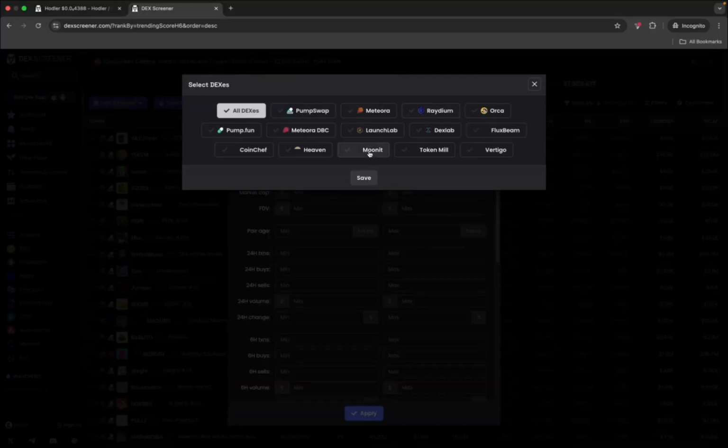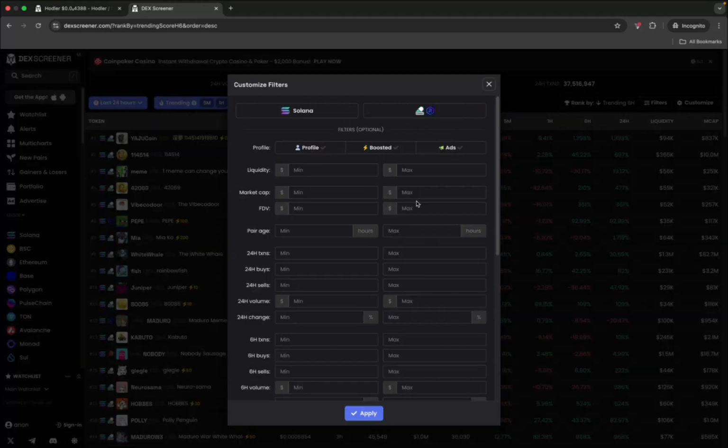You come to all DEX, select pump swap and Raydium, but I usually select pump swap alone. That's what I like. But you can select pump swap and Raydium, because coins on pump swap usually pump very well. Then click on save. But if you are using mobile, you will only be able to select one. So that one should be pump swap. So you can click on save.